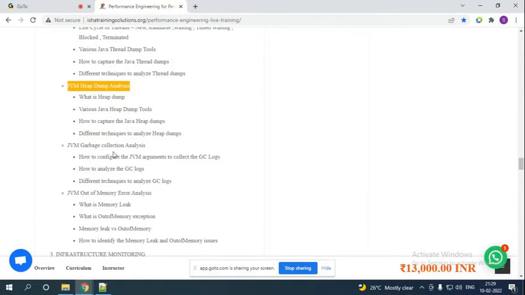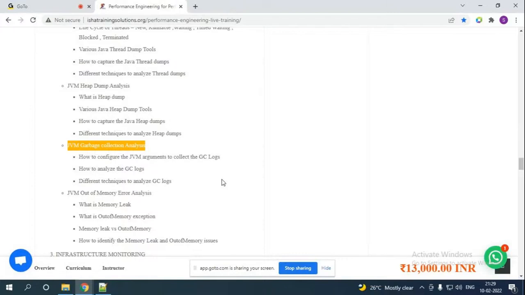Okay, next thing is garbage collection analysis. How to trigger and capture your garbage collection log first, and then how will you analyze your garbage collection log? What are all the different strategies that are available? There is a tool called GCEasy, there is a tool called GC Viewer, or even using JVisualVM, how to analyze the garbage collection. Like that, we are going to discuss here also.